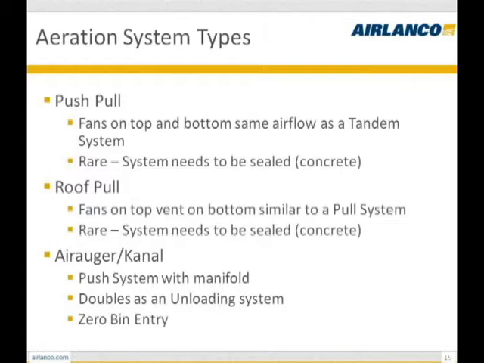A roof pull is similar. You've got a thick roof on top, you've got the vents on the bottom, some kind of ductwork on the bottom, pulling the air up through there. Once again, it's not a common system, it's kind of weird. And also you have an air auger canal system. It's a push system, you have troughs in there, and it's used with an unloaded system. It's kind of a zero bin entry type solution out in the market right now.